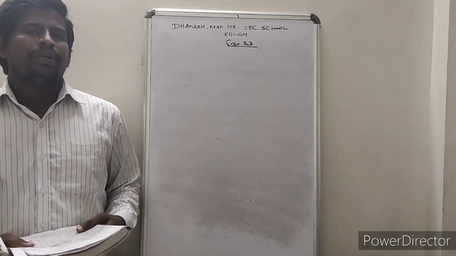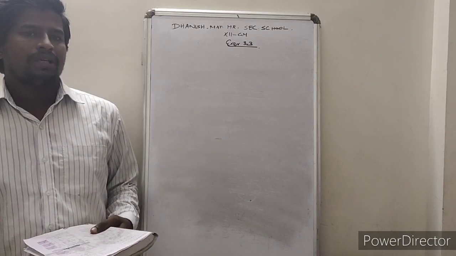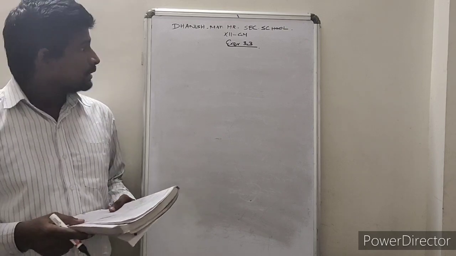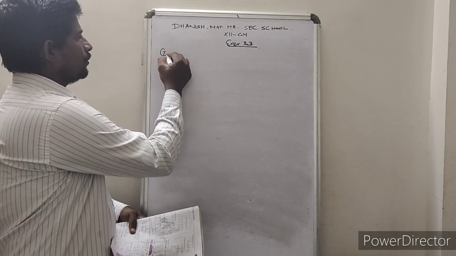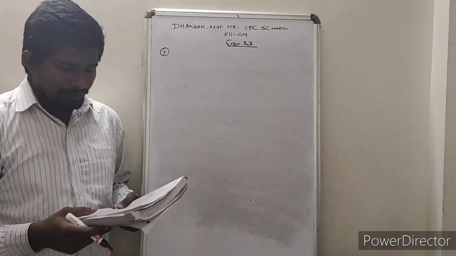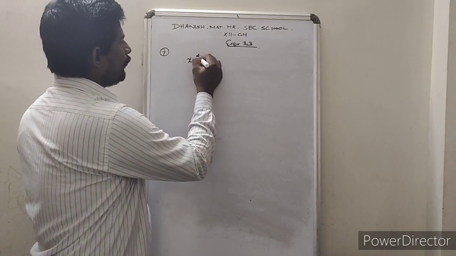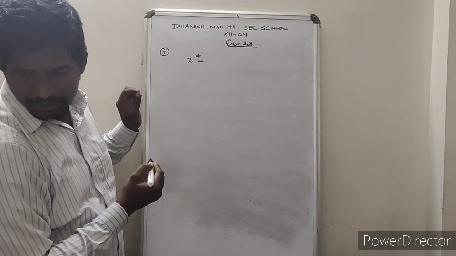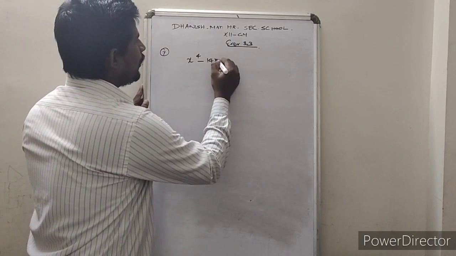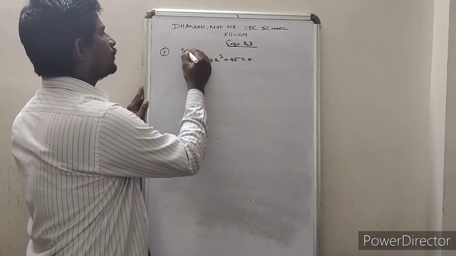In this class we are going to do some problems from the exercise 3.3, based on Vieta's formula. Look at the 7th problem. Solve the equation x power 4 minus 14x square plus 45 equal to 0. Here we are going to solve this.